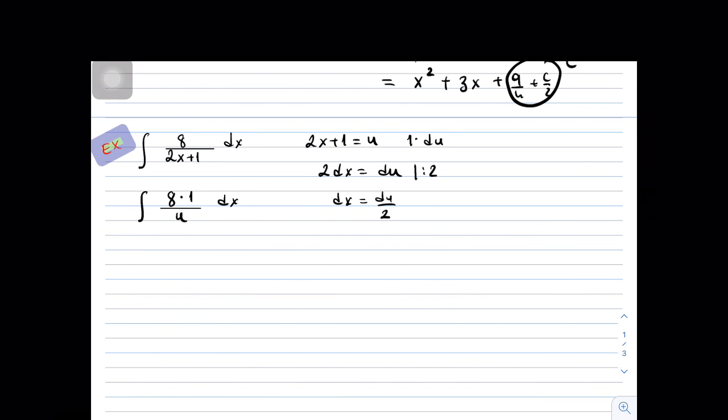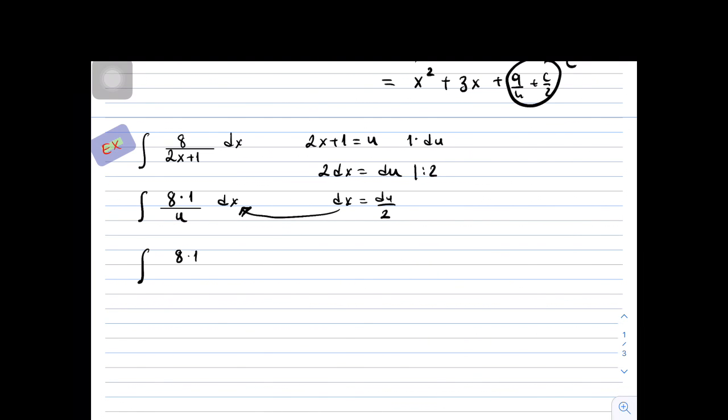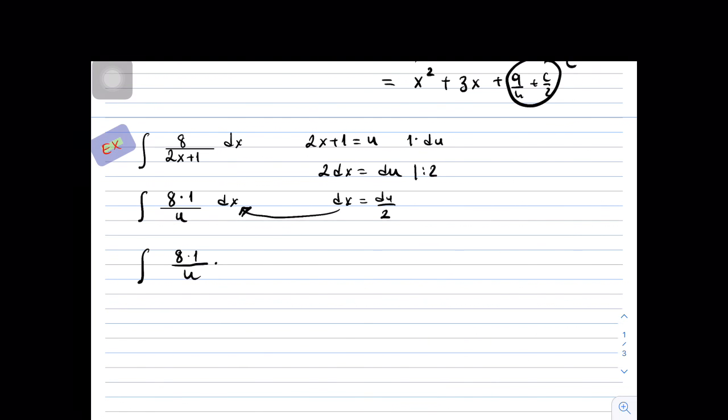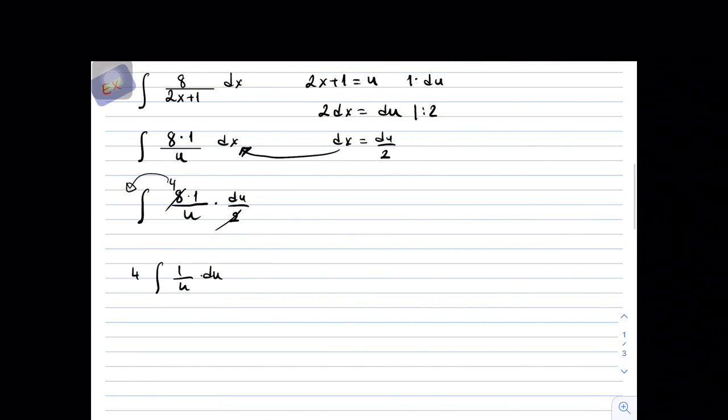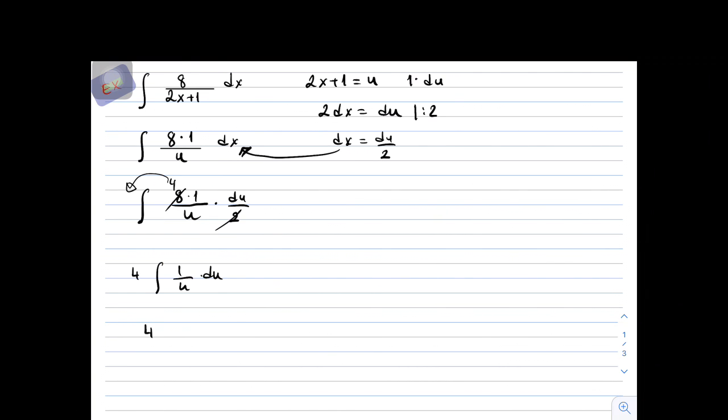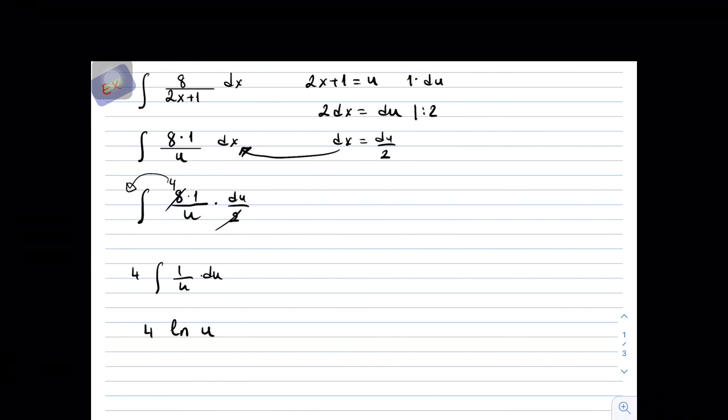Okay, now instead of dx, let's write this one down. Okay, 8 times 1 over u and then du over 2. And how about this 2 and 8 cancel? Here is 4 and then bring this out. So 4 times 1 over u du. Now look at it. This one looks like this. I know this 1 over x dx is equal to ln x. Now I know what that means. This is 4 ln u plus c.